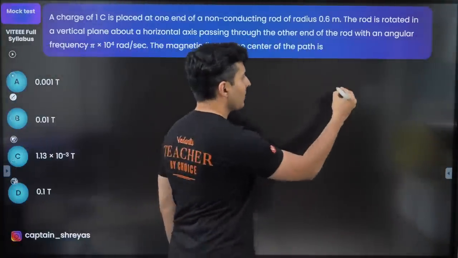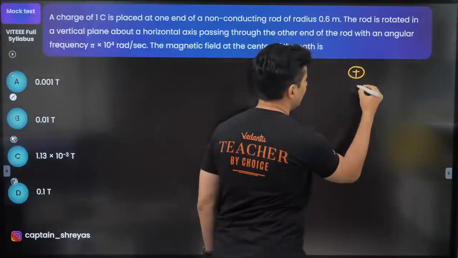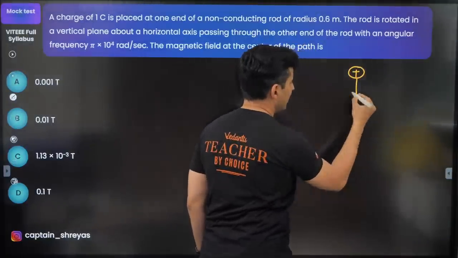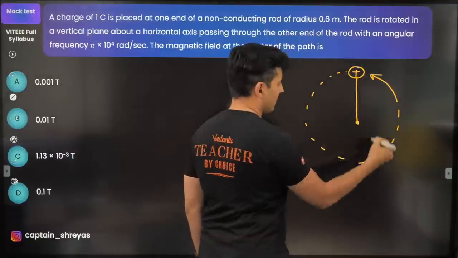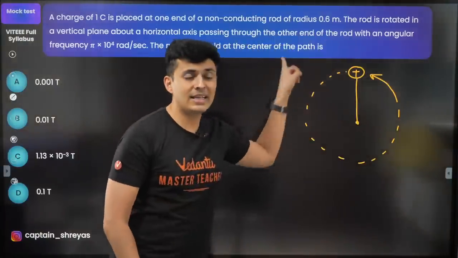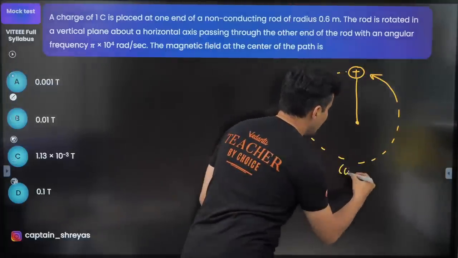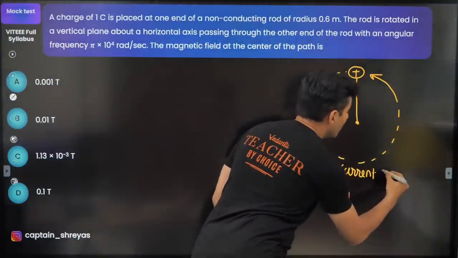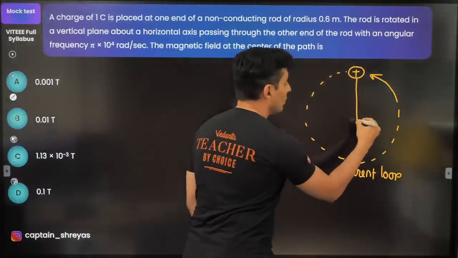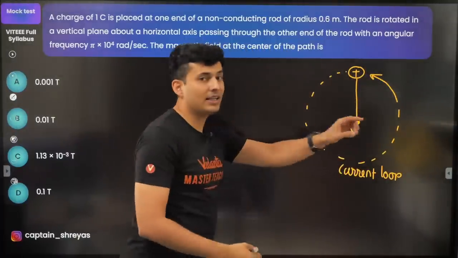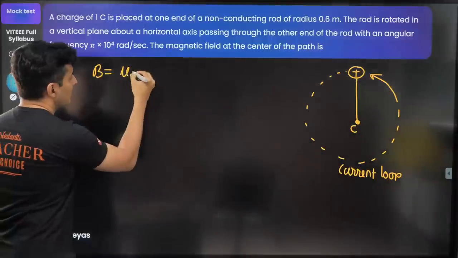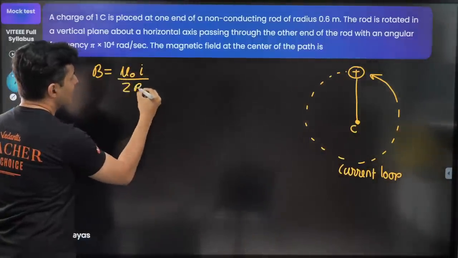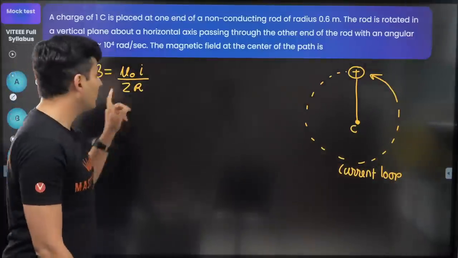So let's understand that if you have a charged particle, this is the rod, this is the center, and this charged particle goes around in a circular path with certain speed. This is like a current loop. And because of a current carrying loop, you know that at the center there is a magnetic field. The magnetic field formula is nothing but mu naught I by twice the radius. But the problem is I do not know the current.